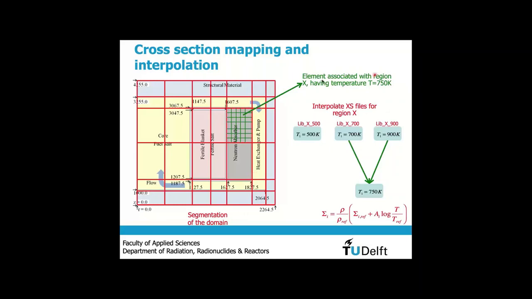Now, here's a bit of an example of how that is then done. In this case, for a two-dimensional model, the geometry is cut up into these red boxes, and each of these red boxes may still contain many, many computational elements. And it depends on the type of code that you use. And each of these cells has a specific temperature, and maybe coming from your computational fluid dynamics model.